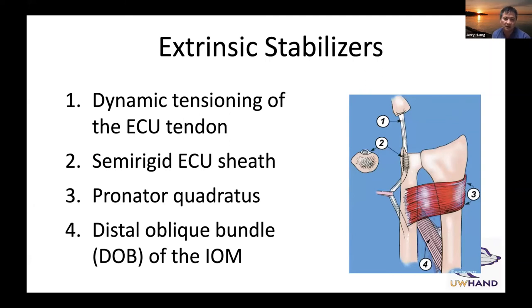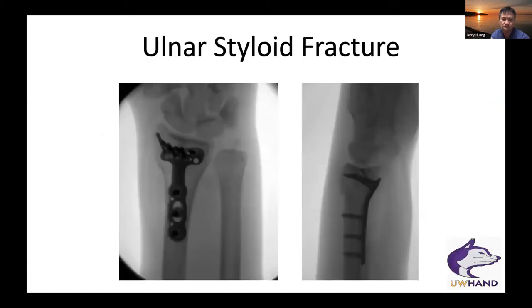a TFCC injury and treat it non-operatively. You have quite a few extrinsic stabilizers: your ECU tendon, the tendon sheath itself, the pronator quadratus. But we learn more and more about the function and importance of the DOB, the distal oblique bundle, and the IOM. This is your classic example, a volar plate distal radius fracture. I think two decades ago, with these ones that base the ulnar styloid fracture, we should probably look at fixation of some sort, either with K-wires or tension band wiring.